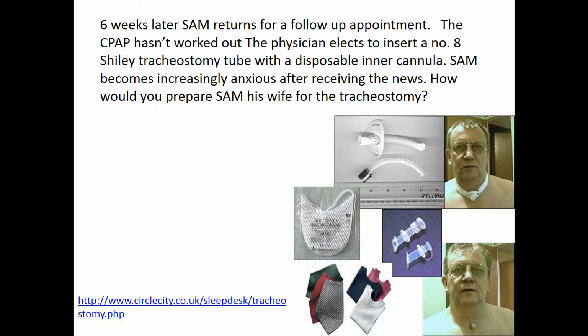Okay, 6 weeks later, he comes back in. The CPAP has not worked out. This is not working for him. He elects, the physician is going to put in a number 8 Shiley with a disposable inner cannula. Sam becomes increasingly anxious after receiving the news. And how are you going to prepare him for the idea that he's going to have a tracheostomy? Because you're the one that gets to tell him how to do it.